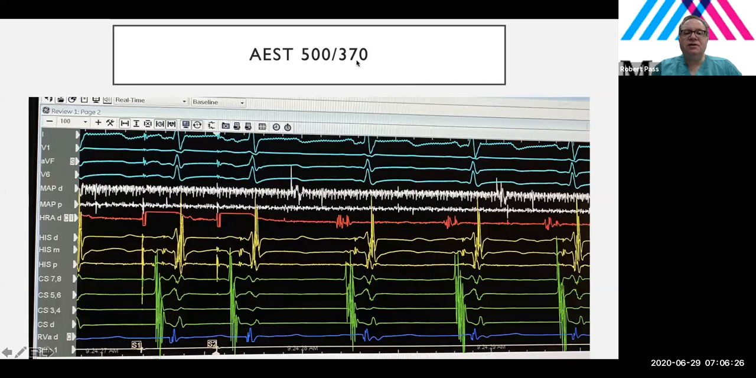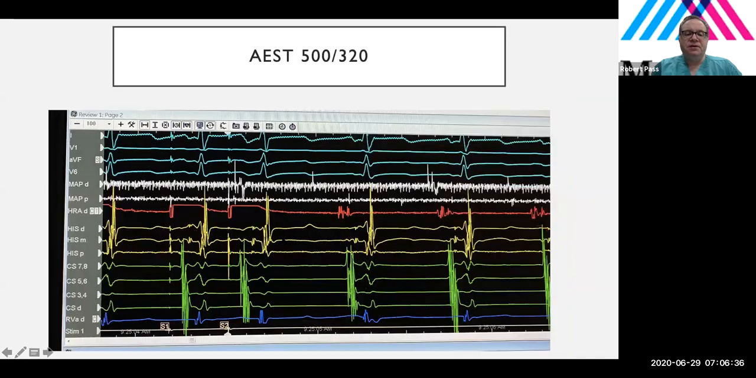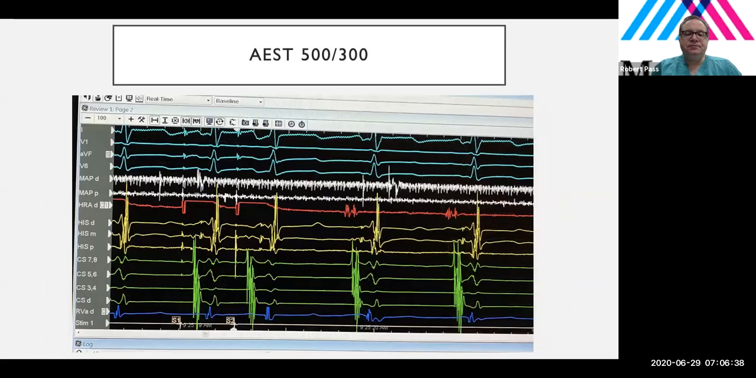Here we are another 20 milliseconds down, and the AH interval is a little longer, and the PR. Here we are at 340. 320, and now we're at 300, and we see again that the PR interval is much longer on the extra stim than it is on the drivetrain, and this is also displayed here with a longer AH interval.